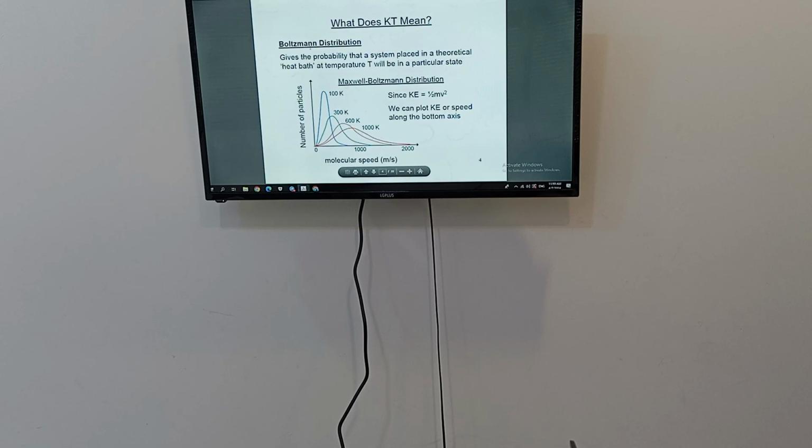And here you have the number of particles. So when the speed is 0, the number of particles will rise up to 100k, and so on, according to this graph.